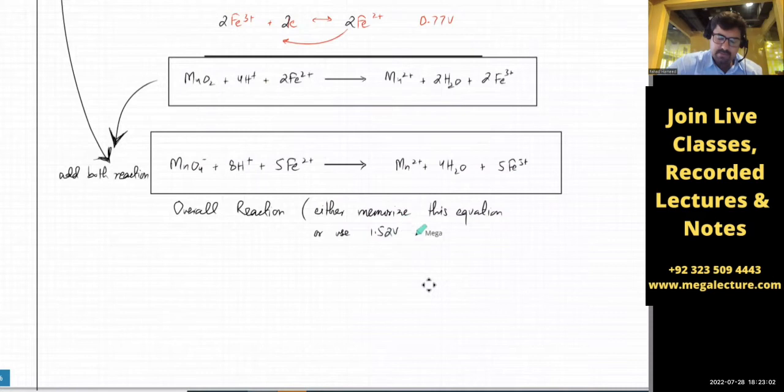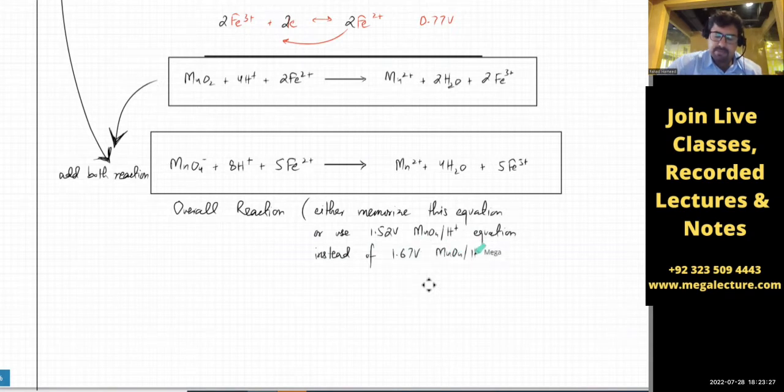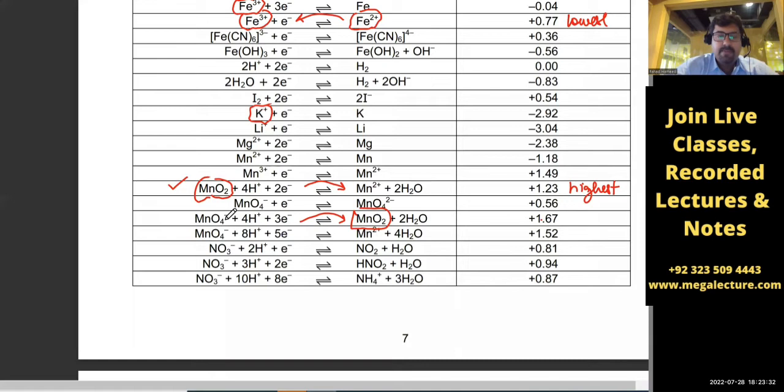either memorize this equation or use the 1.52 volt MnO4 minus H plus equation. This is just a hack to avoid the whole two steps, instead of the 1.67 volt MnO4 minus H plus equation. Both equations over here are MnO4 minus 4H plus and MnO4 minus 8H plus. They've got different potentials. The highest one is 1.67, but instead of using that, always use 1.52.